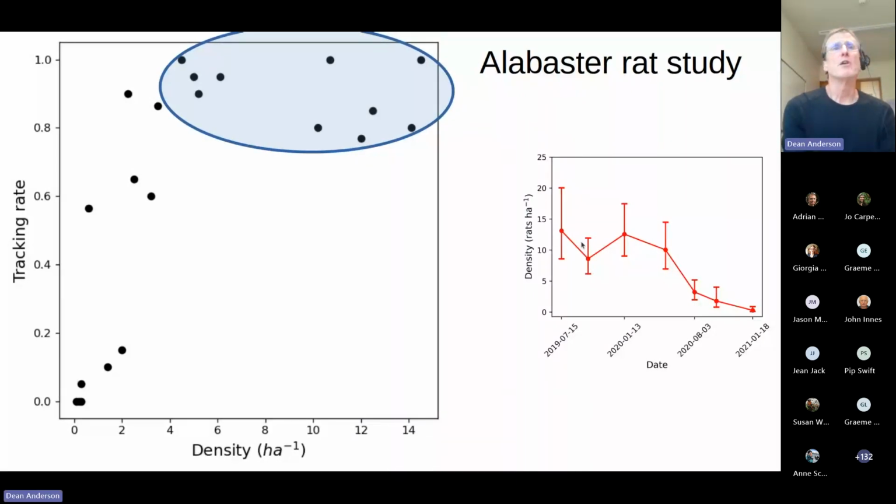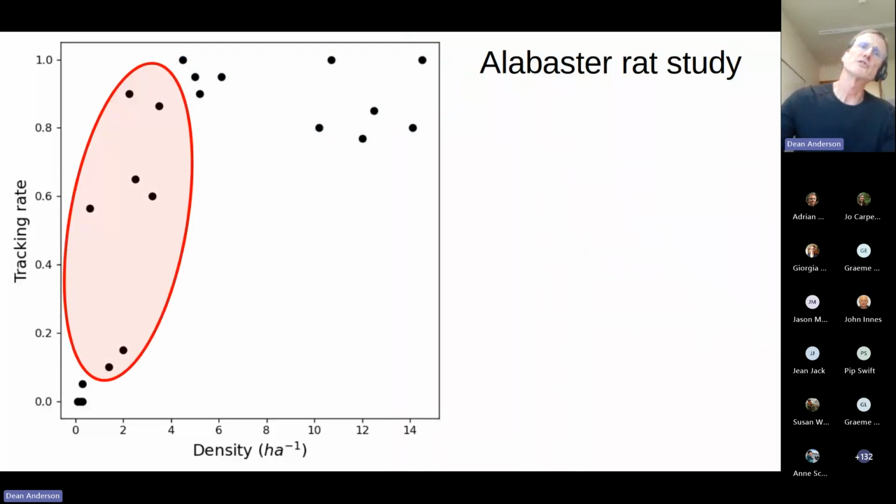So in contrast, what's maybe a little bit more concerning is this part of the data, where anywhere from below one rat per hectare to just over two, we can get pretty much any tracking rate, from 10% up to over 90%. So that's a little bit more difficult to interpret. And if you look at these two top ones, we're relatively low density, but really high tracking rates.